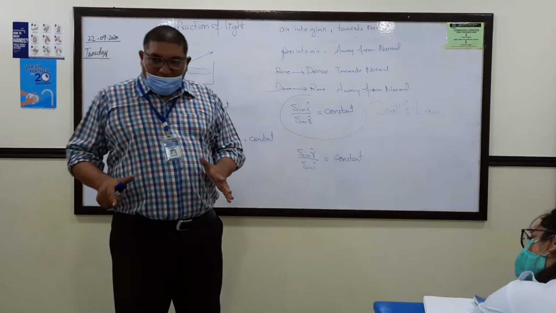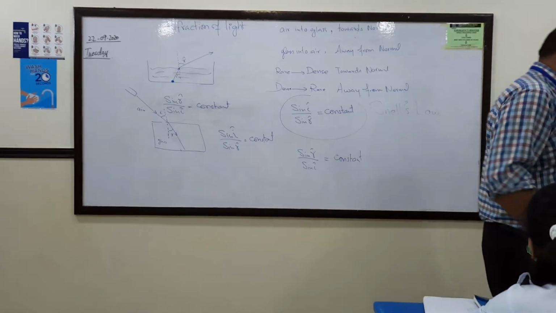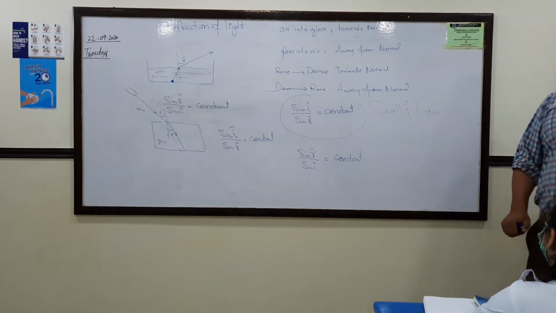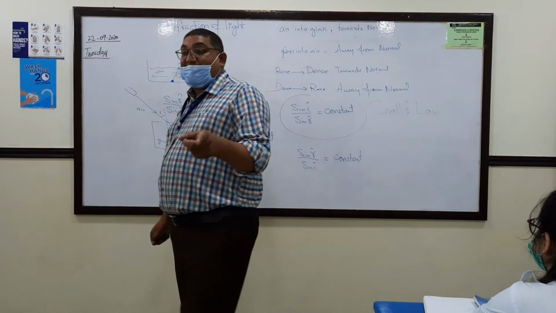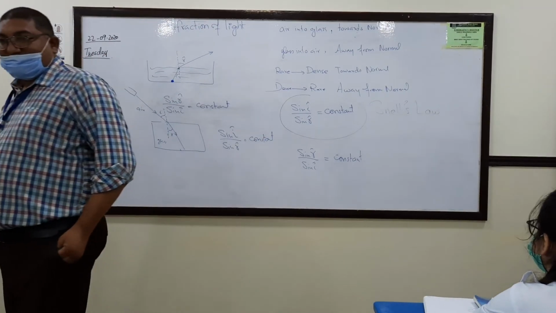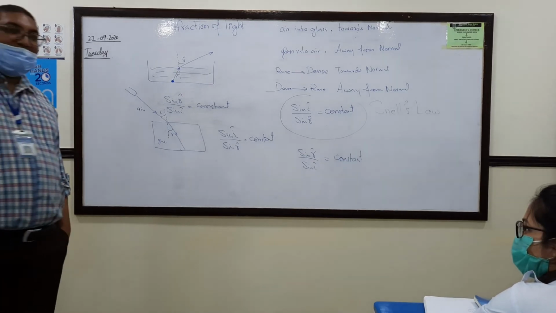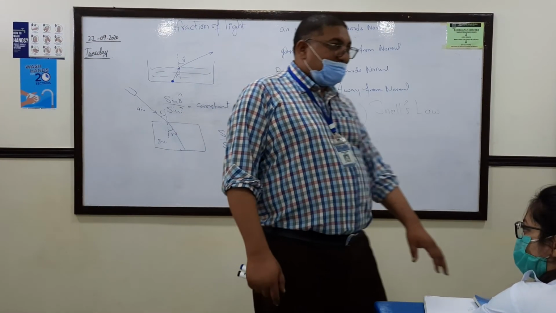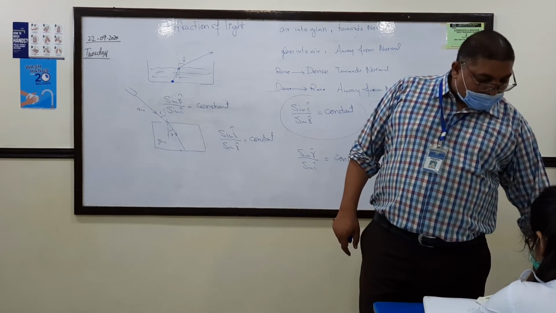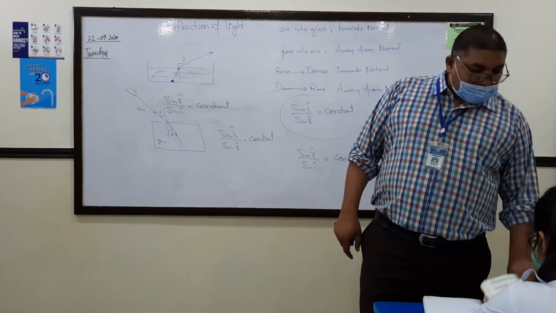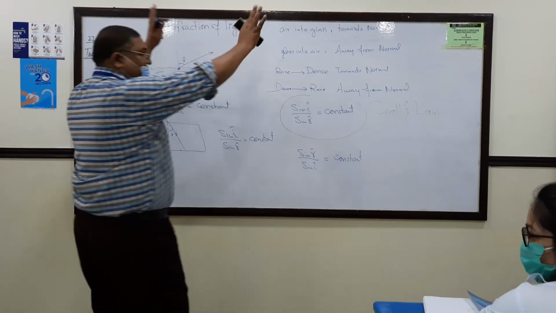So Snell's law can be stated as sin i by sin r remains constant, or you may say sin r by sin i remains constant. Do you understand this? Okay, good. So this is called Snell's law. Another thing, we move forward. Do you understand this whole thing?